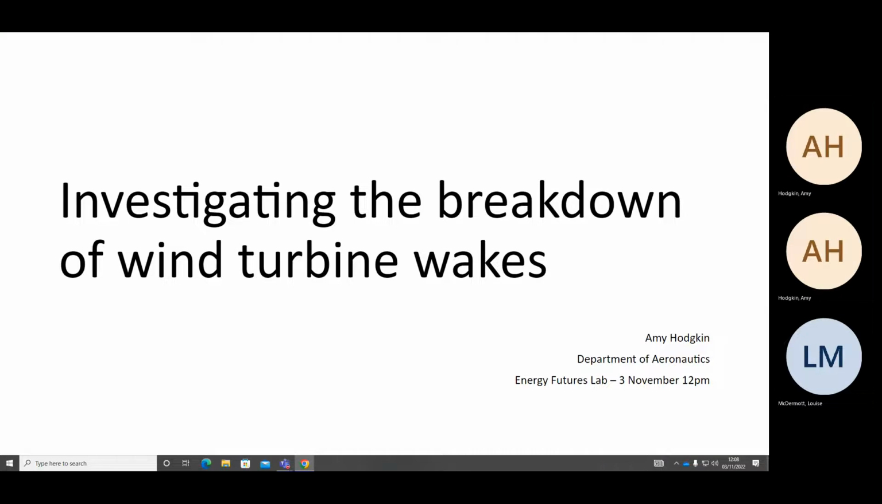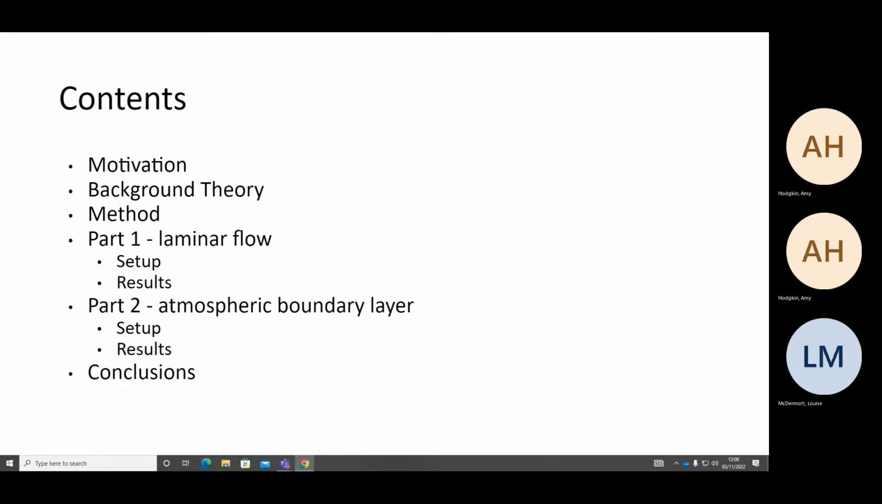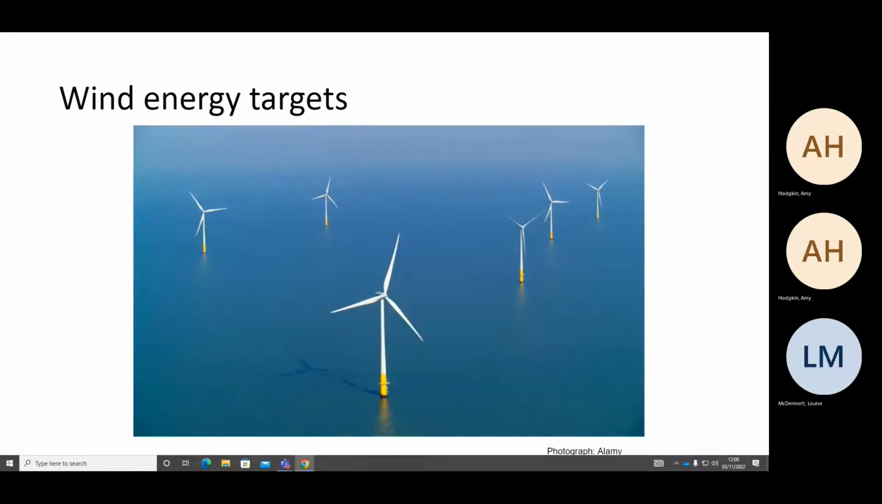I'm going to be talking about how wind turbine wakes break down, and this is work I'm doing as part of my PhD in the Department of Aeronautics. So the talk is basically going to be a bit of motivation for why we're doing the work we're doing, some background theory. I'll go through the method that we're using quickly, and then the results are in two parts. So a laminar flow investigation, which has its own setup and results, and then some preliminary results with the full turbulent boundary layer. And again, that's got a bit of setup and results, and then the conclusions.